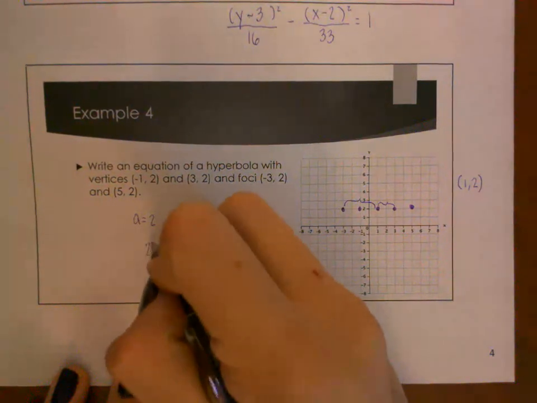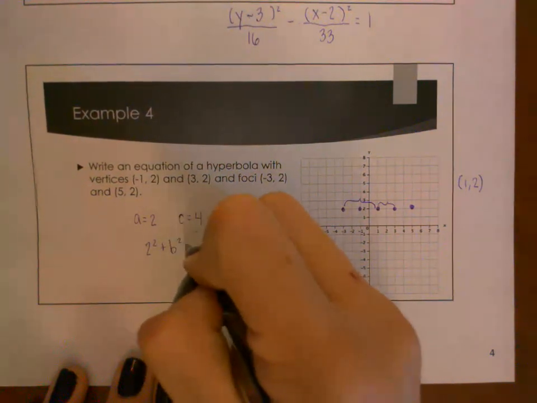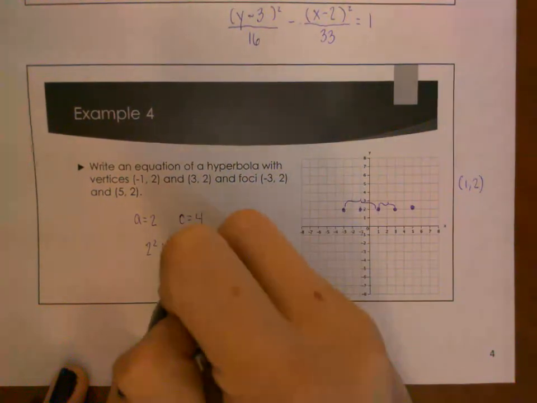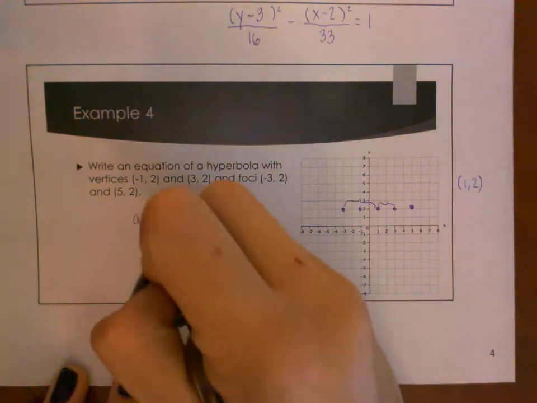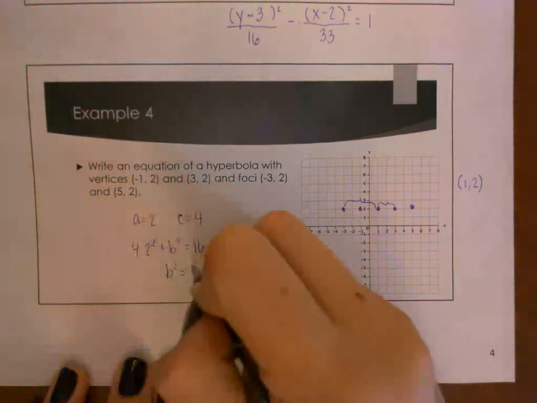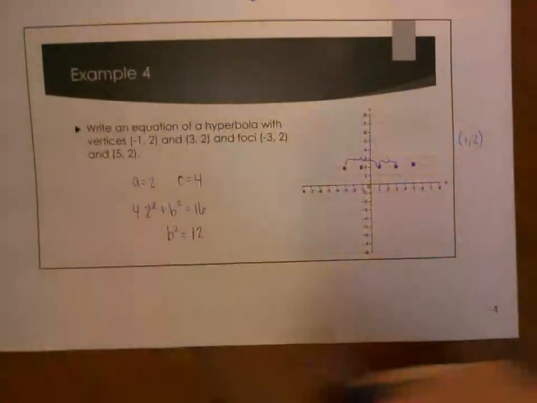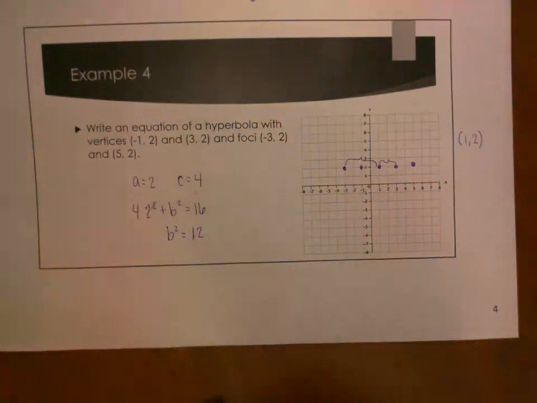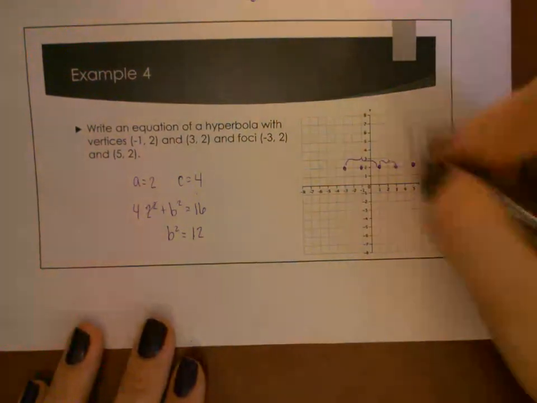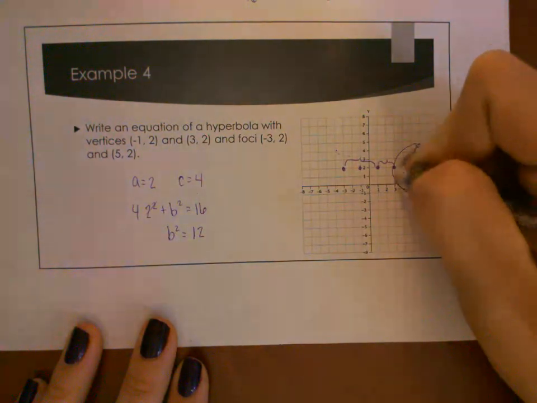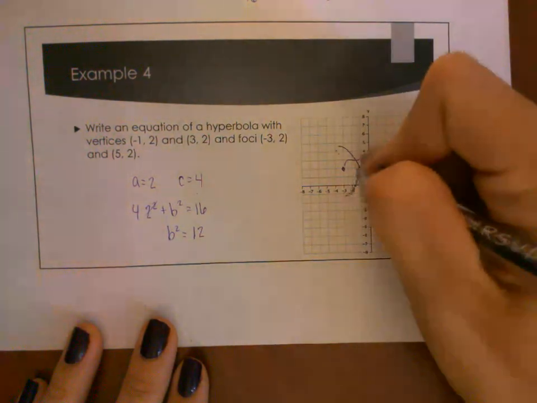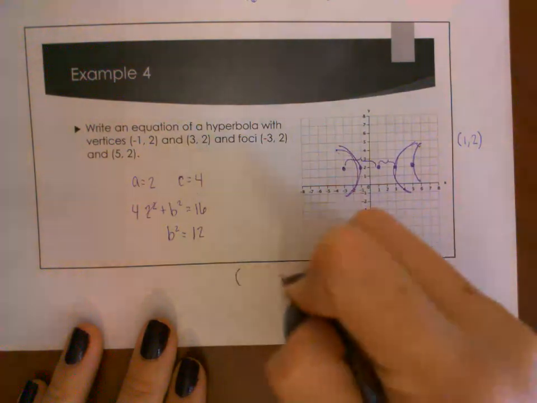I'm going to do 2 squared plus B squared equals 16. B squared equals 4. That should be a 4 then. So I'm going to get equals 12. So when I write my final equation, which is going to go first, x or y? Because it's lined up horizontally, it's going to open, oh, sorry, I went through the foci, open like that. It's going to open to the left and to the right, which means that it needs to be x first.